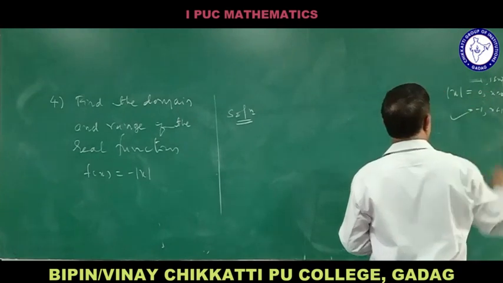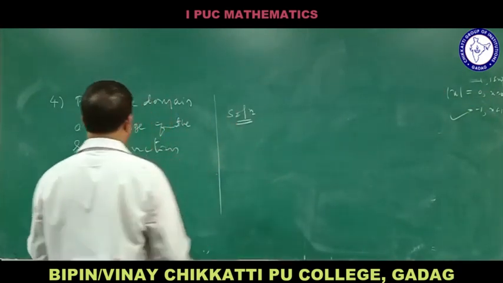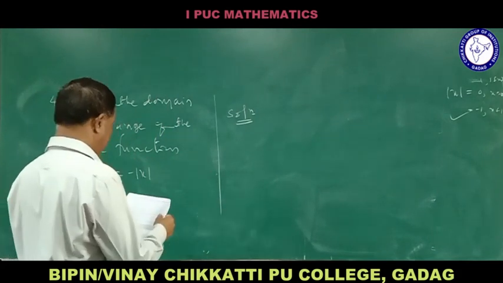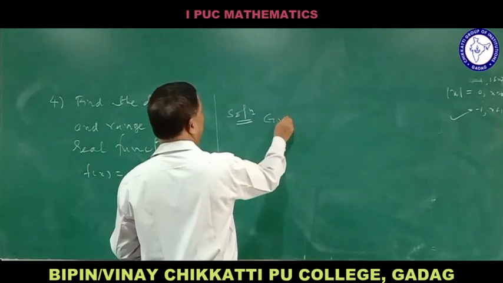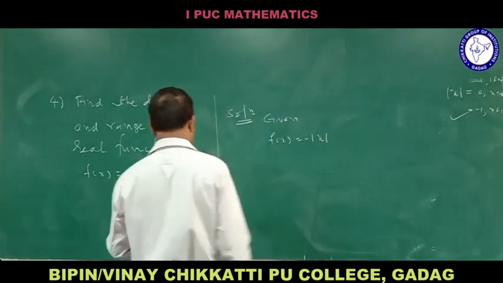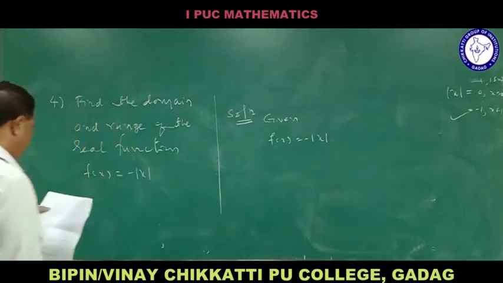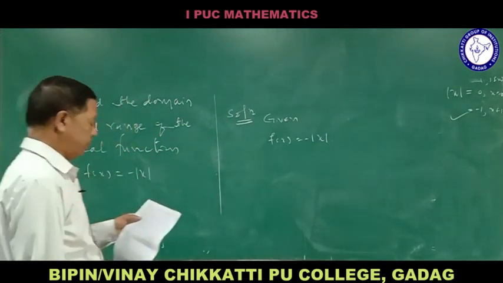This is the value of the modulus. Now here you have to see that minus modulus of x should be taken here. Given this, I will tell you how to find the domain. f of x is equal to minus of modulus of x. Make it clear that it should be defined for all values of x.